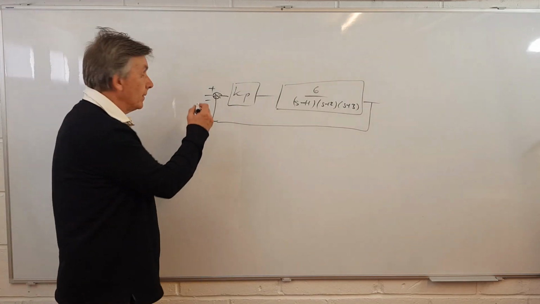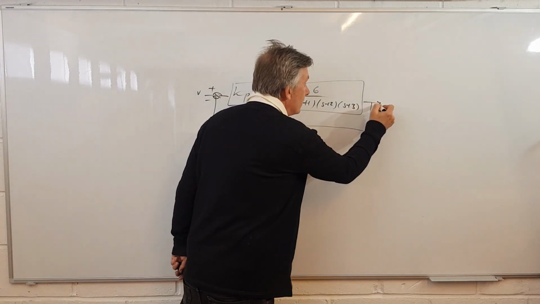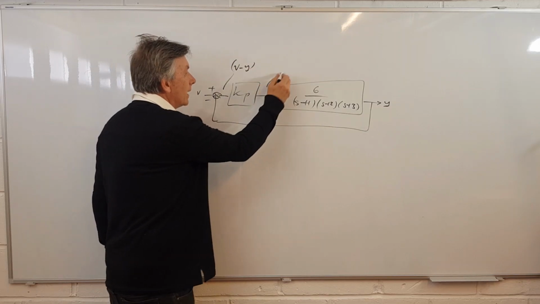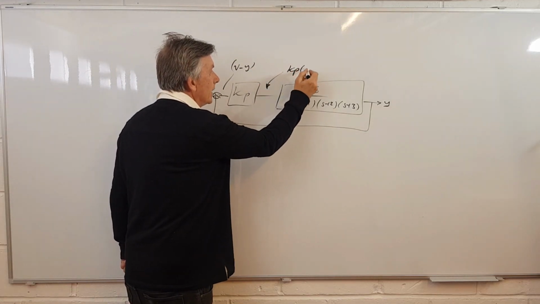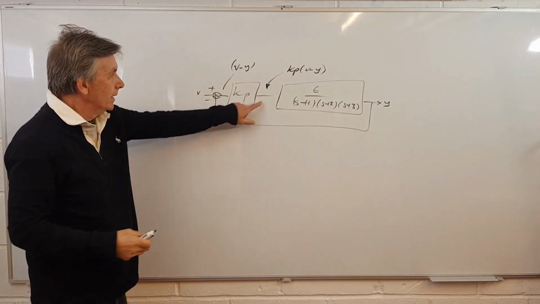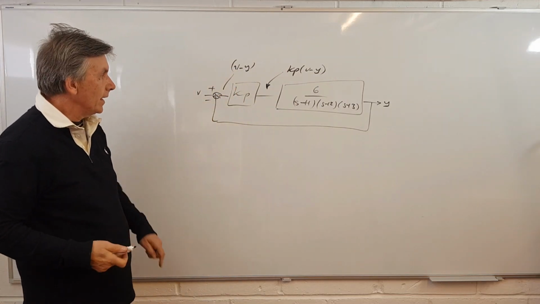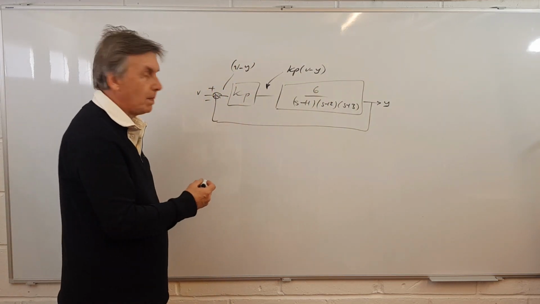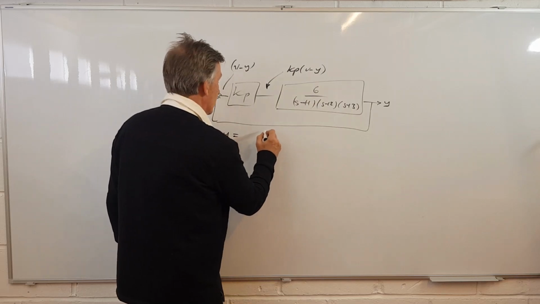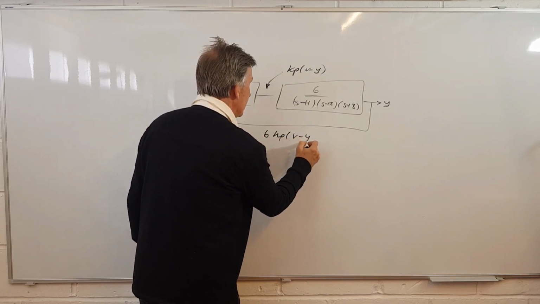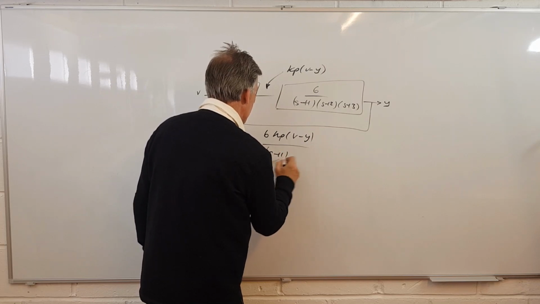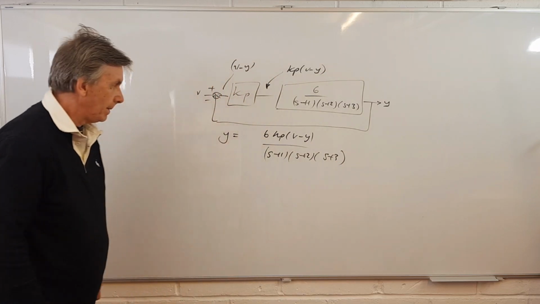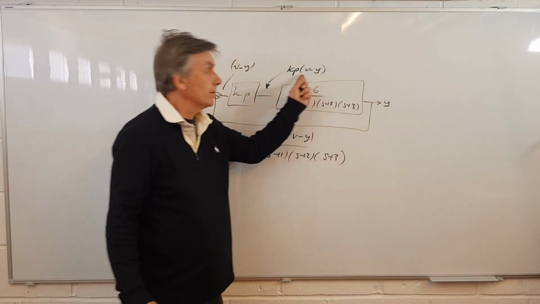So the first thing we do, put some labels on it. Call that V, call that Y. And that signal there is V minus Y, that signal there is Kp times (V minus Y). That's coming from this being that times that. Then we can say that this is that times that to get our equation for the closed loop system. To get that Y equals 6 Kp (V minus Y) over (s plus 1)(s plus 2)(s plus 3). That's saying that this is that times that.